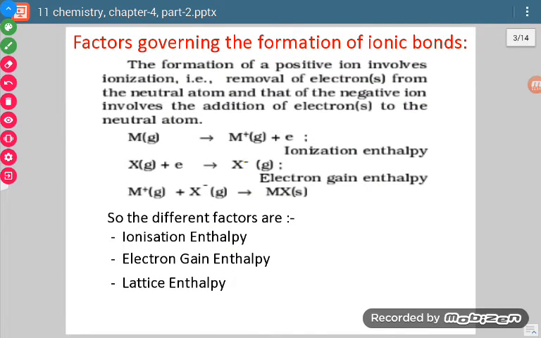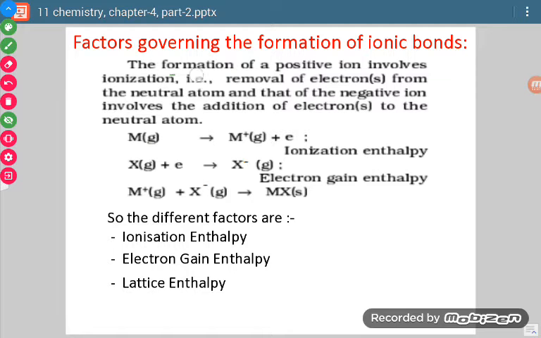Now what are the different factors which govern the formation of ionic bond? Just now we discussed formation of positive ion, formation of negative ion, and then arrangement in the form of crystal lattice. So these three things will come. Now these three things are related with which type of energies? Those we will be discussing in this.